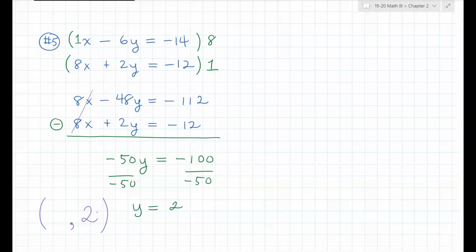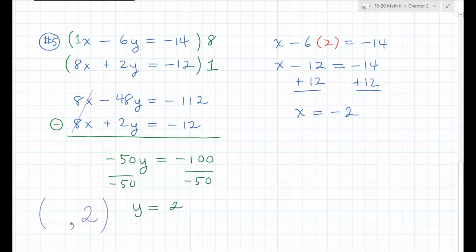I'm going to pick the top equation because it's easier, okay? So x minus 6 times 2 equals negative 14. I'm plugging in my y equals 2 into the equation. Well, 6 times 2 is 12, so it's x minus 12 equals negative 14. We'll add 12. So x is equal to negative 2. So I'm just going to put that right here, negative 2, comma 2, and that is my solution.